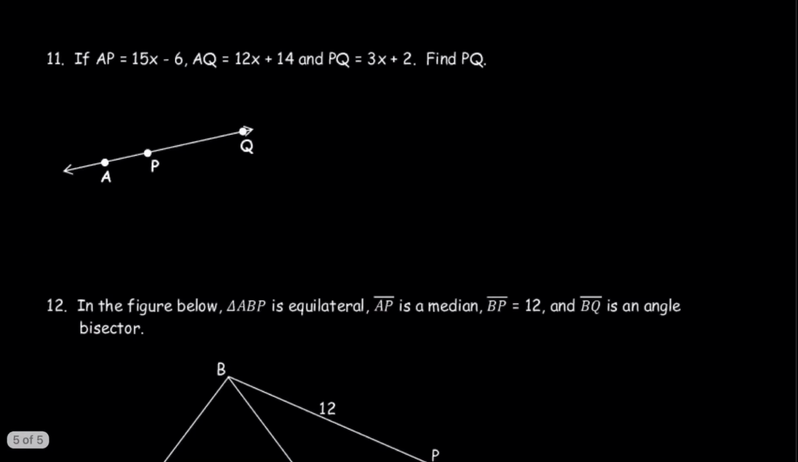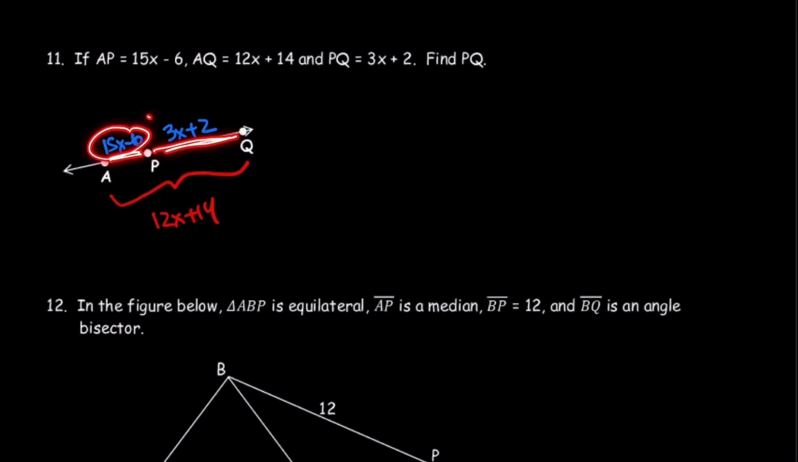All right, last page. Question 11. AP is 15x minus 6. So not a lot of room here, but 15x minus 6. AQ. All right, so notice AQ is the whole segment from A to Q. It's 12x plus 14. And then PQ is 3x plus 2. So I color-coded it here. Hopefully you guys understand. I need to add these two pieces up. So I'm going to take these two, add them up, and that's got to equal the whole thing.